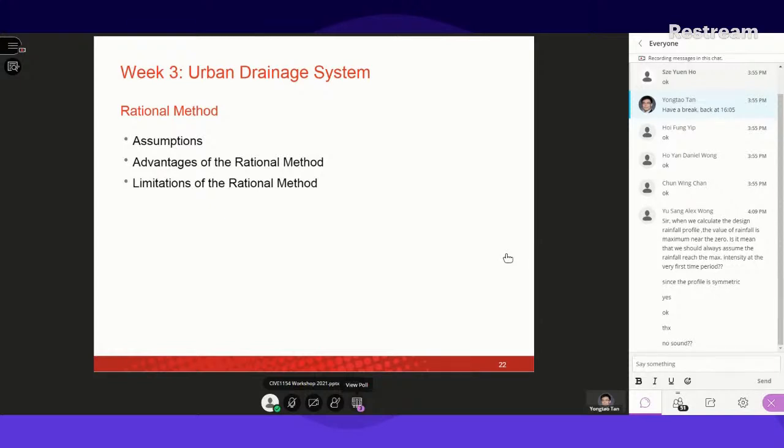Actually, the answer, as I just mentioned, is 25. The rational method is only valid when used for small catchment areas less than 25 square kilometers. Okay, I'm not going to wait.